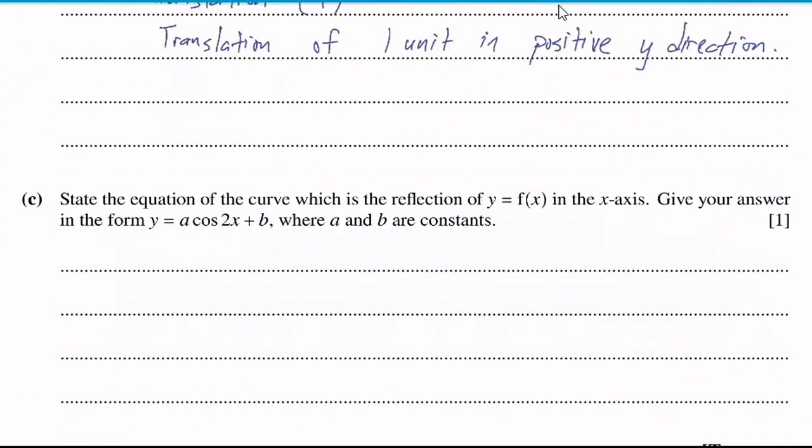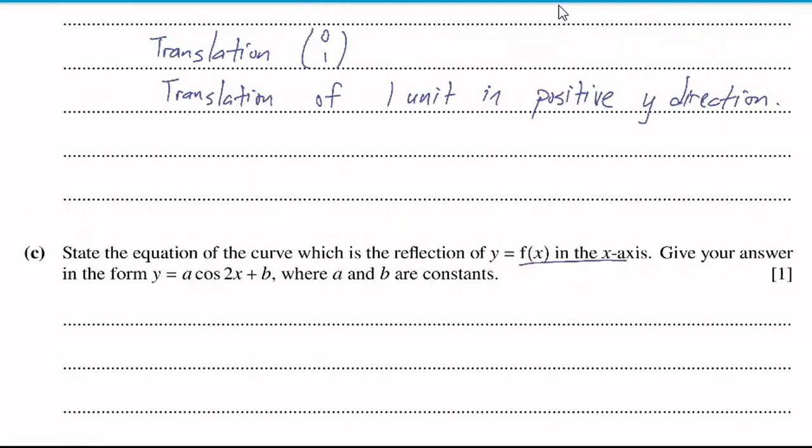Another one. State the equation of the curve which is the reflection of y equals f(x) in the x-axis. Give your answer in the form y equals a cos 2x plus b, where a and b are constants. So this one is very simple. If you want to reflect f(x) in the x-axis, it means we are taking the negative of f(x). So the y here is the negative of f(x), okay? Because we want to reflect it over the x-axis.